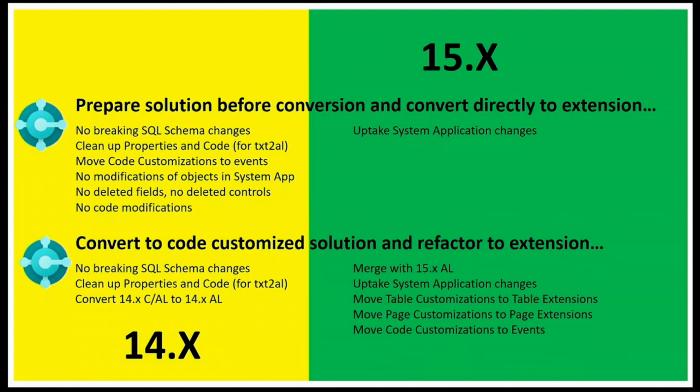No deleted fields, no deleted controls, no code modification. I think I've said that five times or whatever. So if you're done with all of these things, if you did the due diligence in 14, then the road to 15 is easier. If you go to 15 first, I mean, take your app, convert everything, and as soon as you can, make everything go through text to AL, and then mangle everything over here to make everything compile, your journey to 15 might be easier, but then you have a lot of work to do on the 15 side. So how do you determine which road to take?